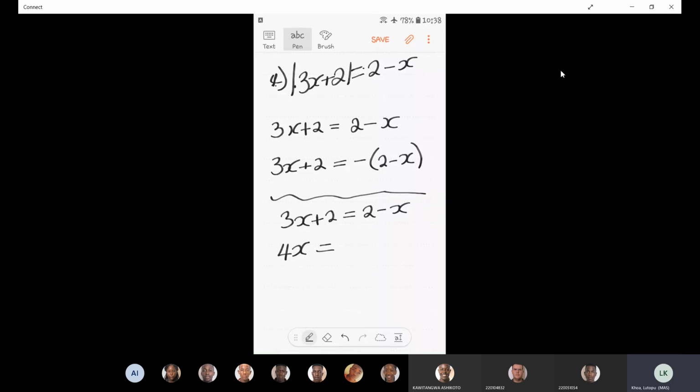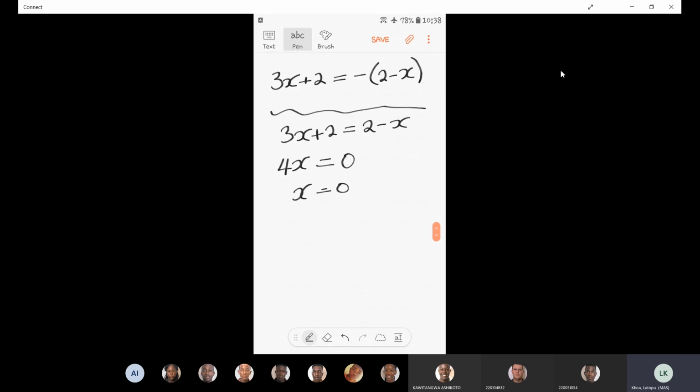And then if I subtract 2 on both sides, I will end up with 0. And this means that x is equal to 0. Okay, and then the second equation, I have 3x plus 2 equal to negative of 2 minus x. Then I will multiply the negative out. Remember, it must multiply everything in. So I have 3x plus 2 equal to minus 2 plus x.